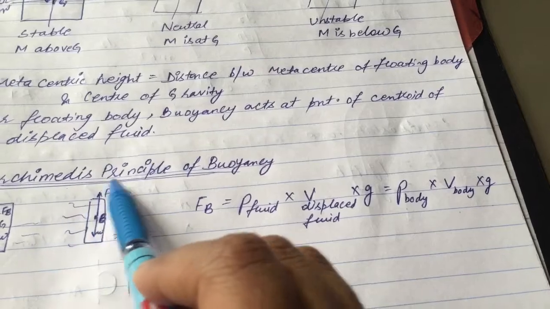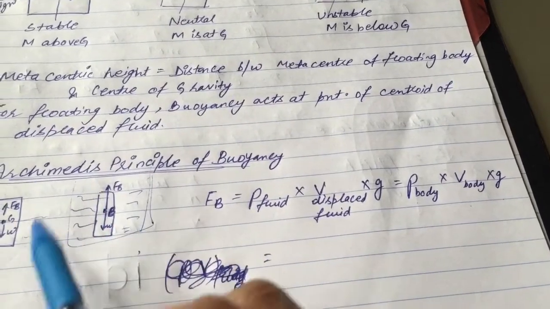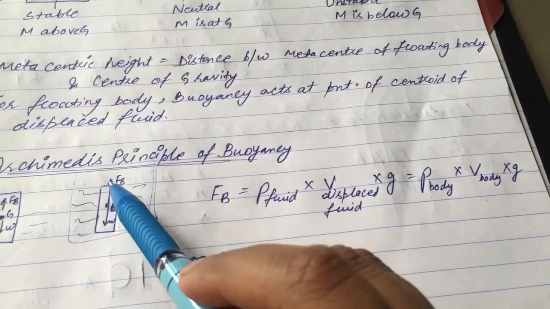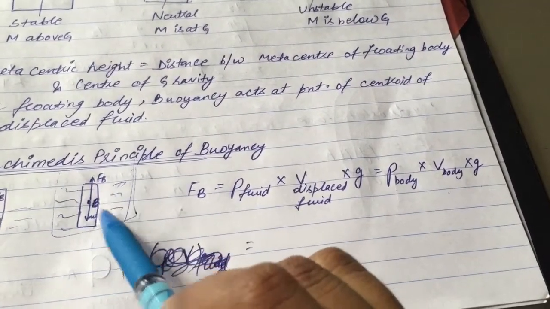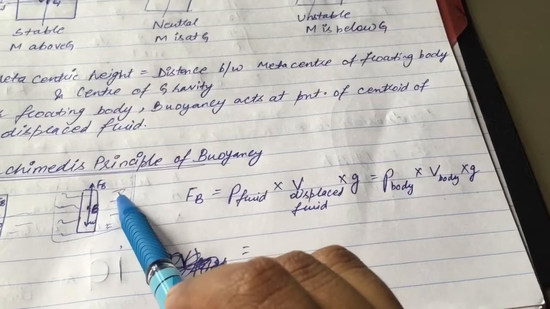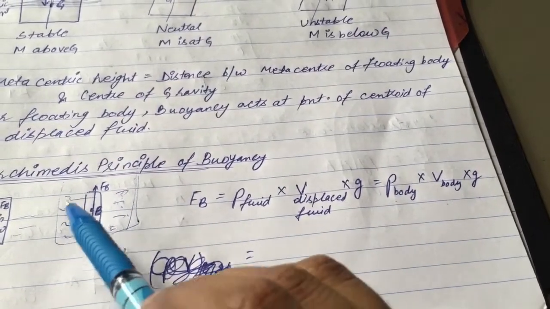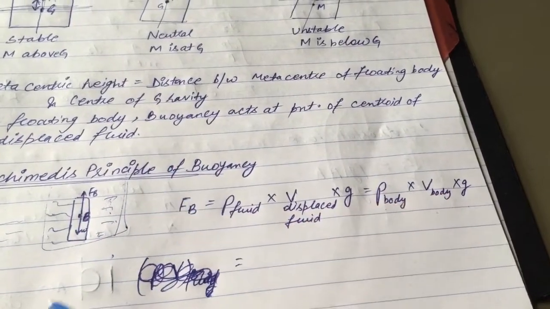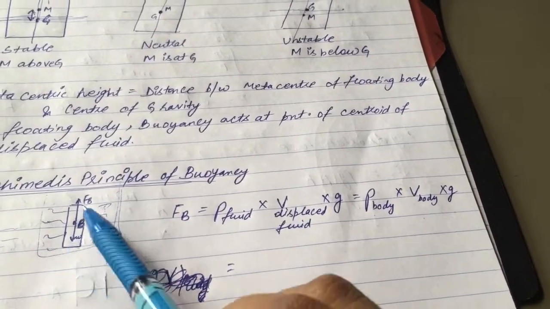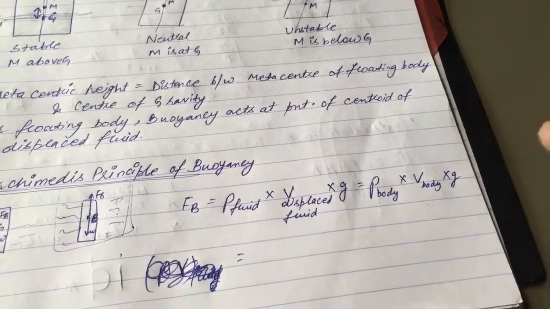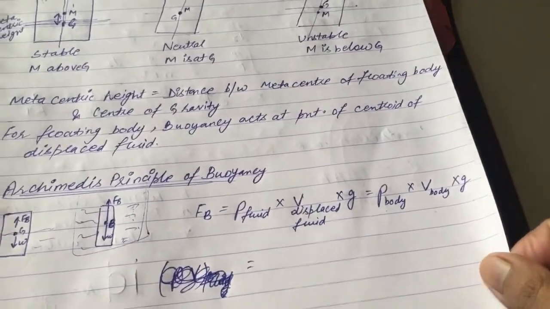So if this is our system and this is the body, then the density of this outside fluid and the volume which this body is displacing, into gravity, would be equal to density of this body into volume of this body and gravity. So this is what Archimedes principle of buoyancy is about.